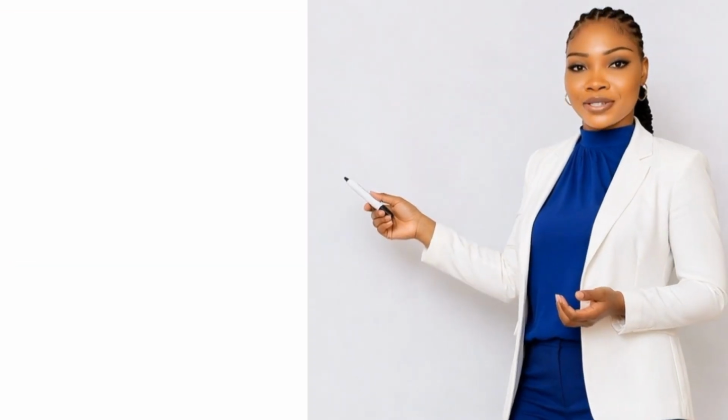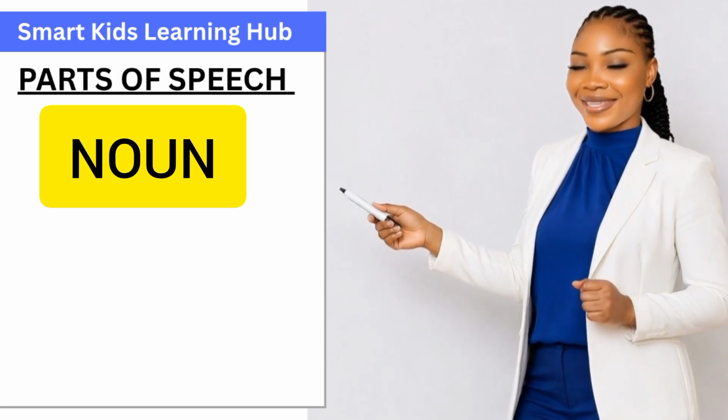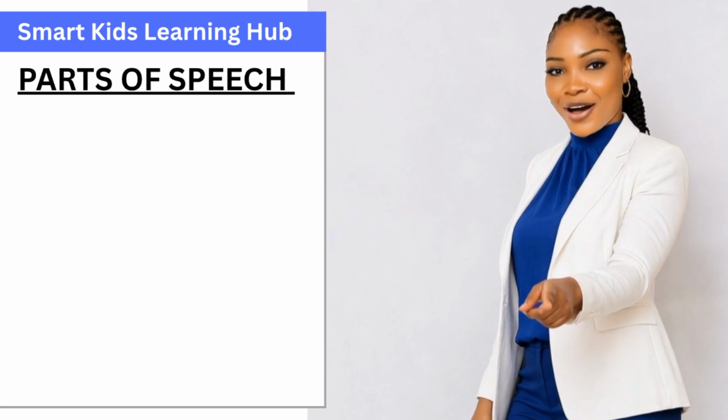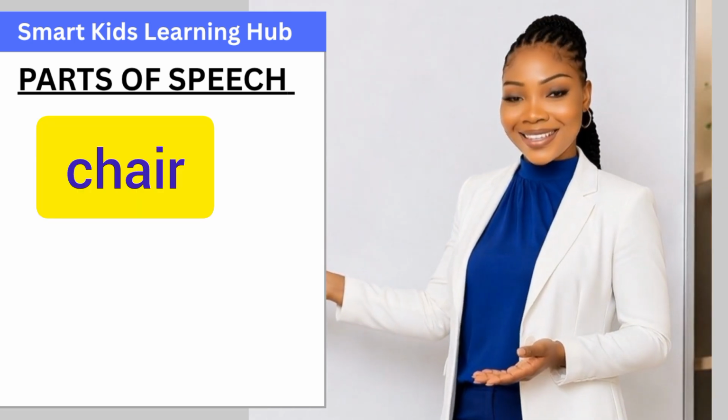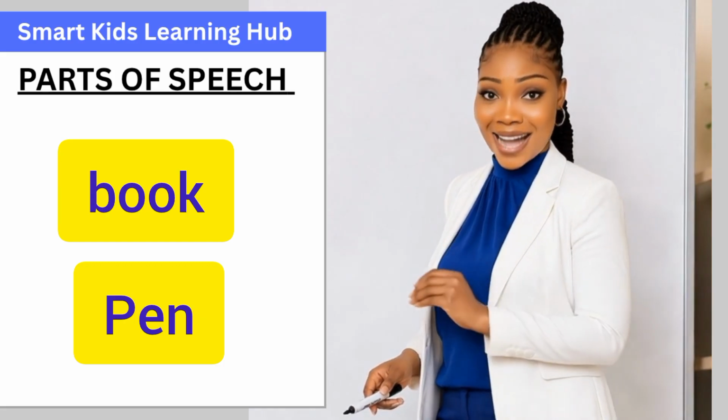Let's begin with nouns. A noun is a name of any person, animal, place, or thing. Take a moment to think about things around you. Can you mention some of the things you can see around you? The chair you're sitting on is a noun. Even your book, your pen is a noun.